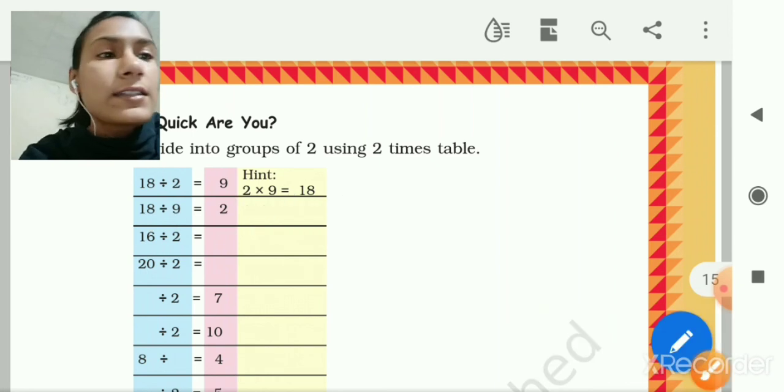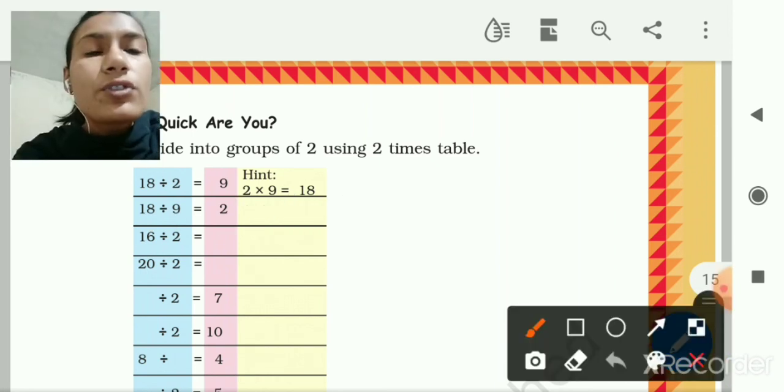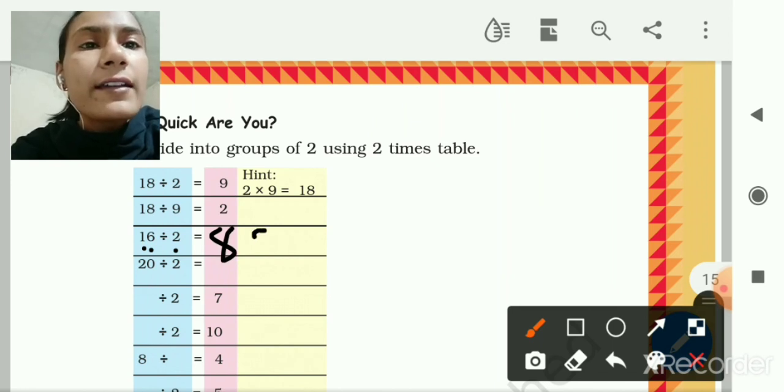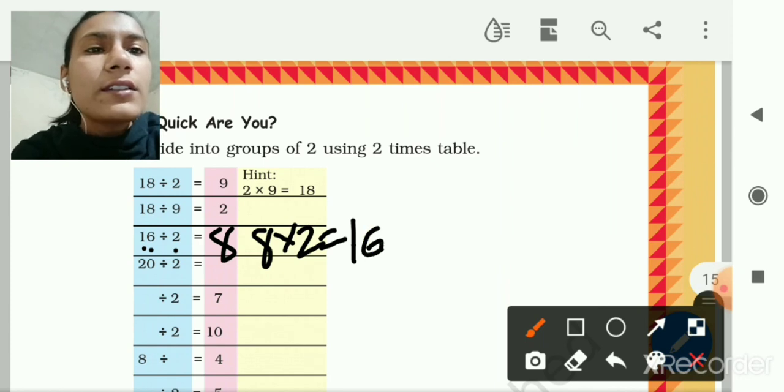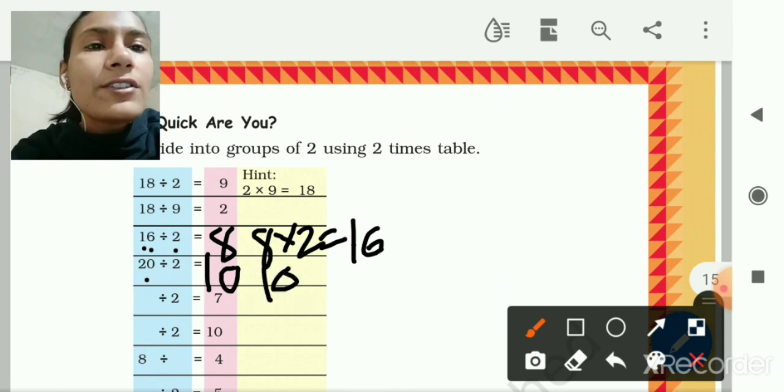Then next, 16 divided by 2. So we have to divide 16 into how many groups? 2 groups. So 8 plus 8 is equal to 16. So 16 divided by 2 is equal to 8. And 8 multiplied by 2 is equal to 16. Then 20 divided by 2. So 10 plus 10 is equal to 20. So 20 divided by 2 is equal to how many? 10. So 10 multiplied by 2 is equal to 20.